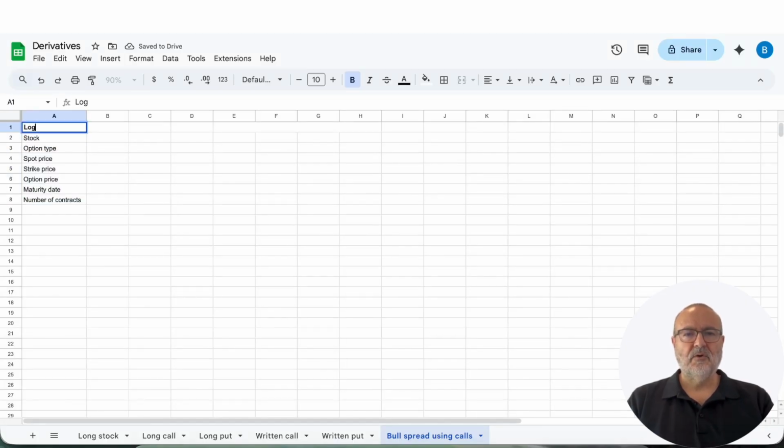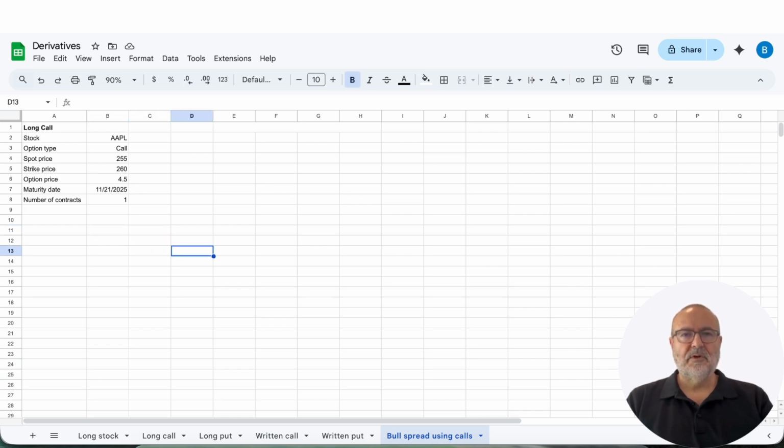Let's define our long call position. We will use Apple call option for our example with a strike price of $260, option price of $4.50, and maturity date of November 21st. We will write a single contract for this example.